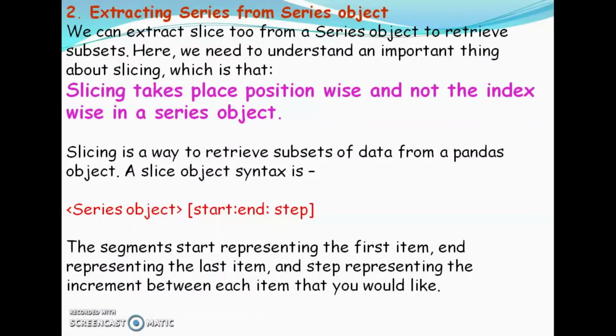Slicing is a way to retrieve subsets of data from a pandas object. A slice syntax is series object, and within the square brackets, we can specify the start value, colon, end value, colon, step value. Start represents the first item, the starting value. End represents the last item, the stop value. And step represents the increment between each item that you would like. According to our requirement, we can give the step values.